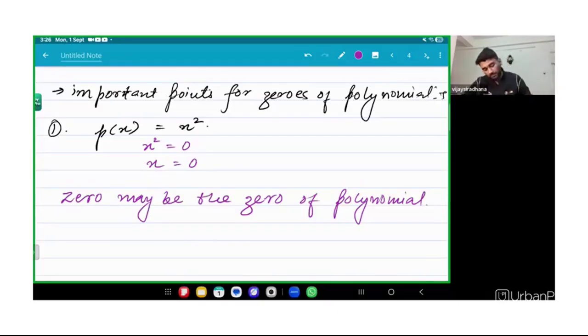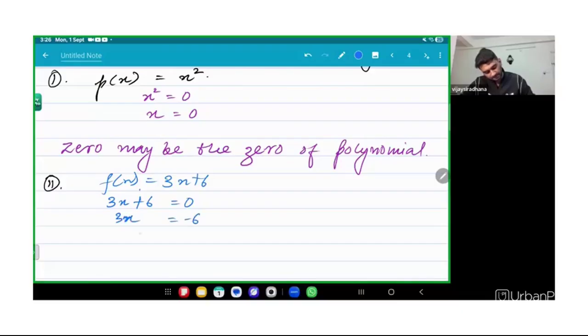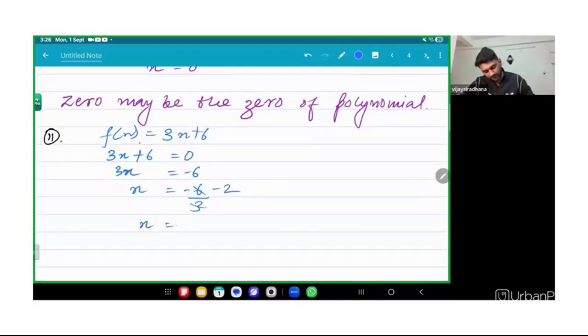Now let's see one more important point. Suppose students, we have one polynomial which is 3x plus 6, so f of x is equal to 3x plus 6. How will we find the zero of this polynomial? It is 3x plus 6 is equal to 0. So 3x is equal to minus 6. x is equal to minus 6 by 3, which is minus 2. So the zero of this polynomial will be x is equal to minus 2.